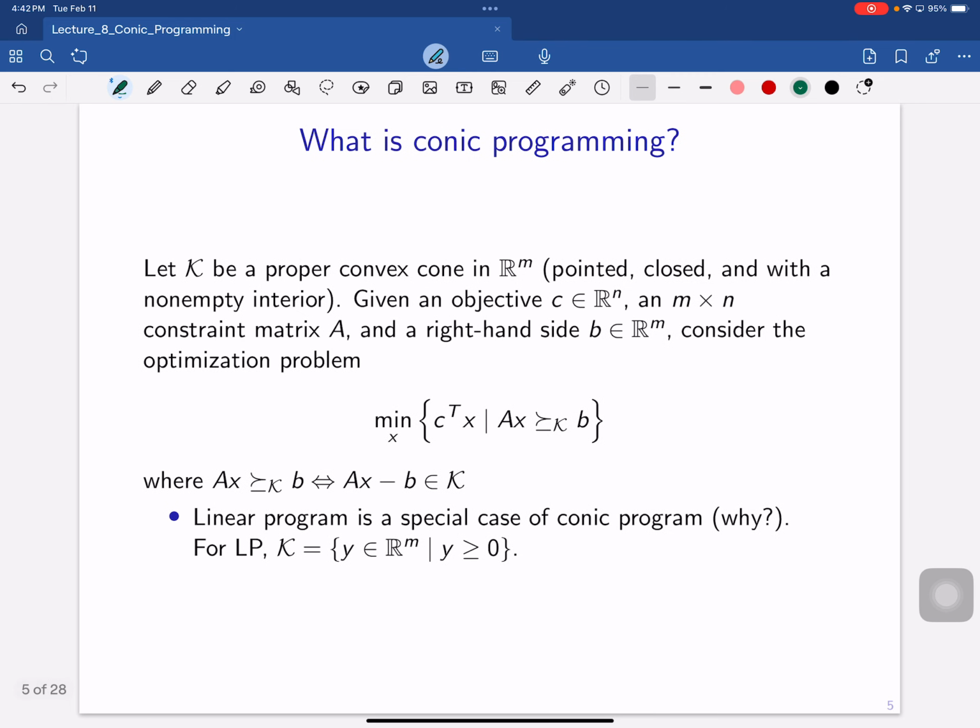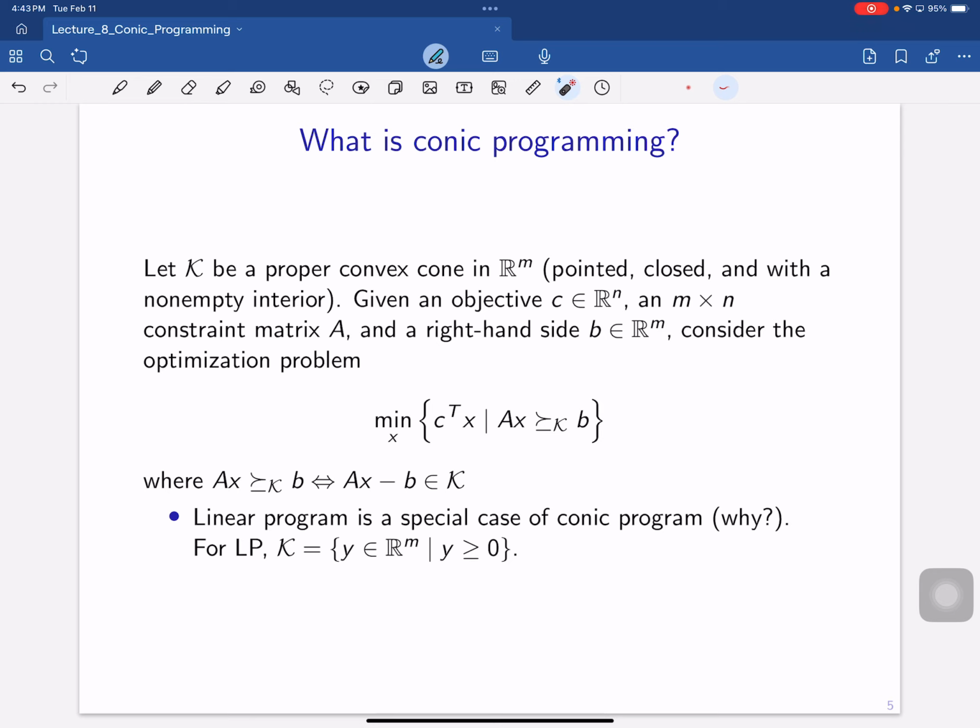Now, what is conic programming? Let's consider K to be a proper convex cone in R^m, pointed and closed with a non-empty interior, and given an objective c in R^n, the m times n constraint matrix A, and the right-hand side vector b. Consider the following optimization problem: minimize c transpose x subject to Ax greater than or equal to b. Remember, what Ax greater than or equal to b means here is that Ax minus b is in this convex cone K.